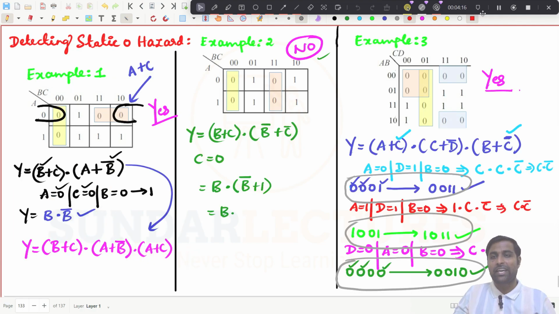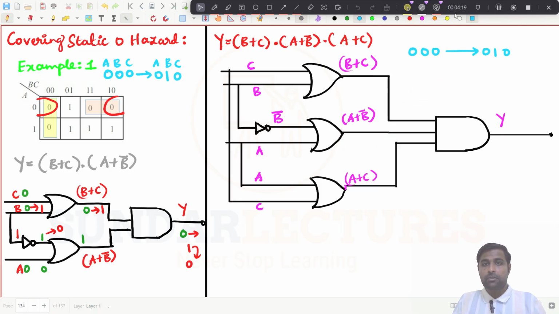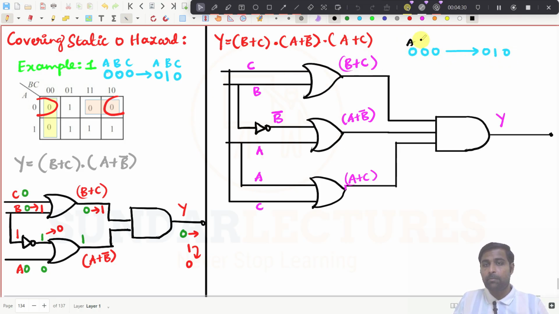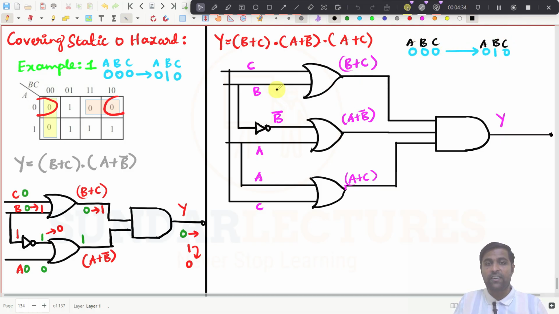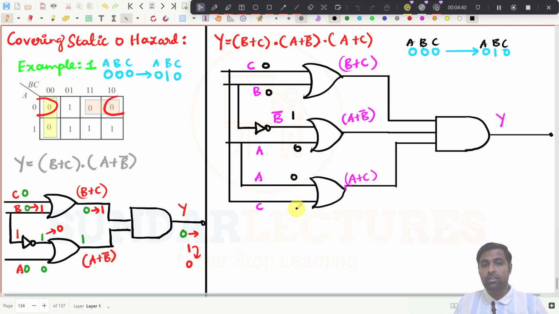So we will draw that diagram now. So this is the equation. For this equation I will draw the diagram. So see here, just I have drawn this diagram and I am going to explain the same condition when input changes from 000 to 010. So this is A, B, C and this is A, B, C, right? So first I will write down for this one. So this is 0, this is 0, this is 1, this is 0 and this is 0, this is 0, right?